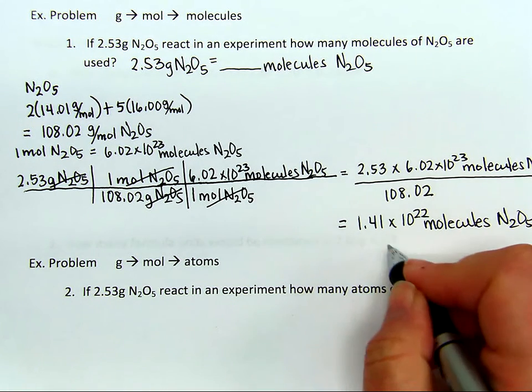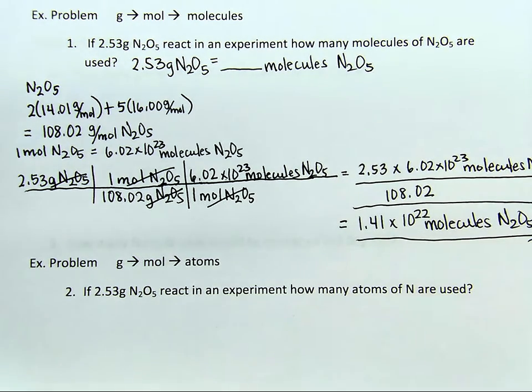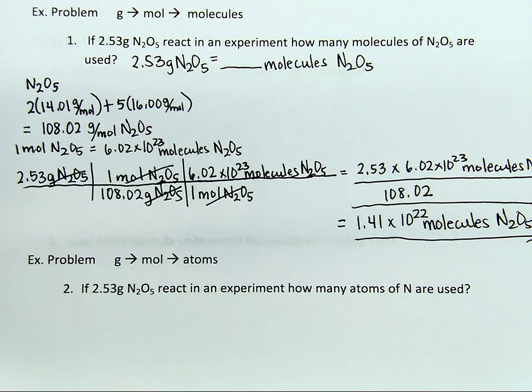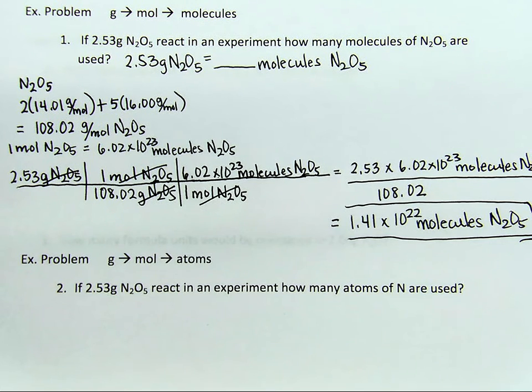And again, we've asked you to box out your answers. So there you go. So for every 2.53 grams of N2O5, it would represent 1.41 times 10 to the 22nd molecules of N2O5. Okay, perfect. All right, we have a second problem.